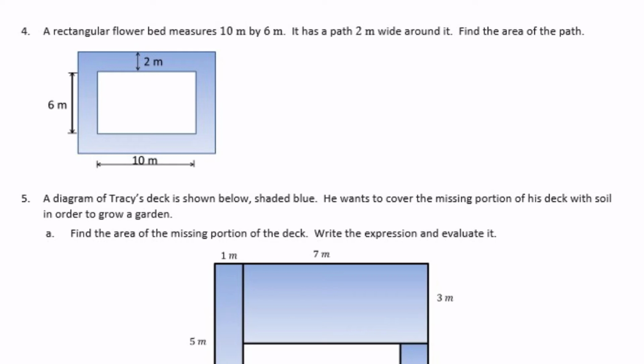Number 4, a rectangular flower bed measures 10 meters by 6 meters. It has a path 2 meters wide around it. Find the area of the path. All right, so they've given us the area of this flower bed. So the middle part is 6 meters by 10 meters. So the area of that middle part would be 60 meters squared.